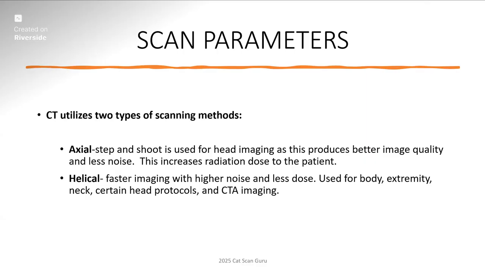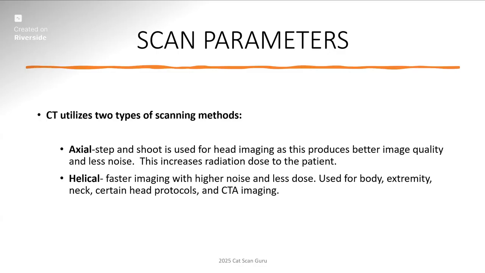Lots of times these are used for biopsies because radiologists need a few pictures and they need to know exactly where their needle is or the drainage tube that they put in. That's why we call it a step and shoot, because it takes a section of images and then the table moves to the next section. This is typically used for head imaging because you have less noise, the rotation time is not as fast, and it gives you better image quality. But the radiation dose, of course, is going to increase because of that.